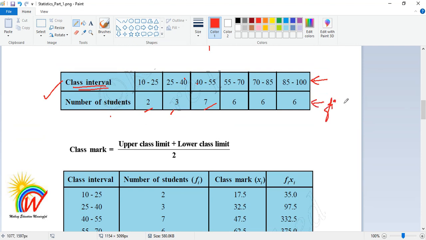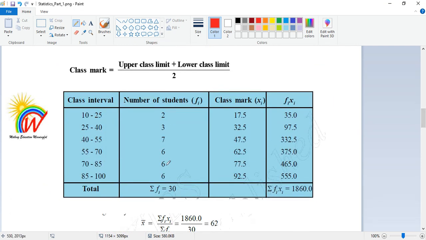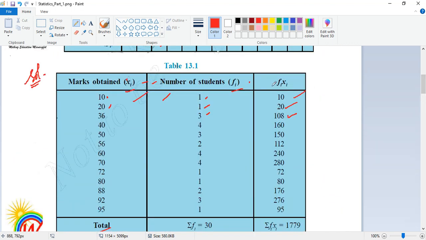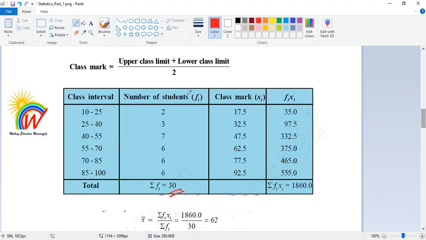So you write those also and you can add them. Sum of fi is 30. So that is given. If it's not given also, you can just simply add and write it down. Now you need to find something called class mark, because earlier in the previous question xi was given to you, so you just multiplied xi and fi. Here xi is not given, they have just given you a class interval, so you have to find the xi over here. To find the xi, we use something called the class mark formula.